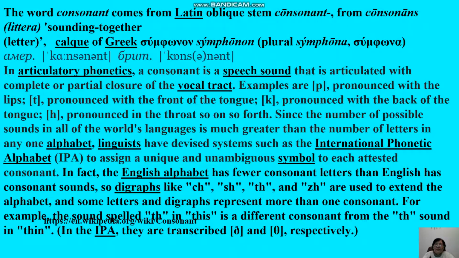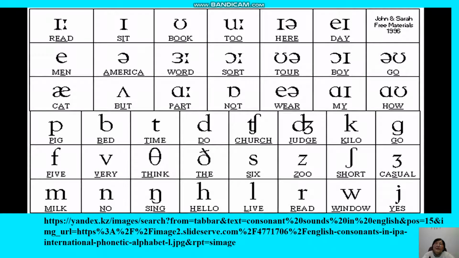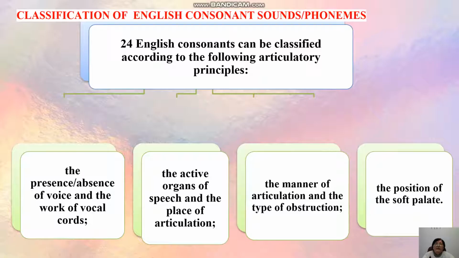For example, the sound spelled TH in this is a different consonant from the th sound in thin. Here, consonant and vowel sounds by IPA. Now let's turn to classification of English consonant sounds.